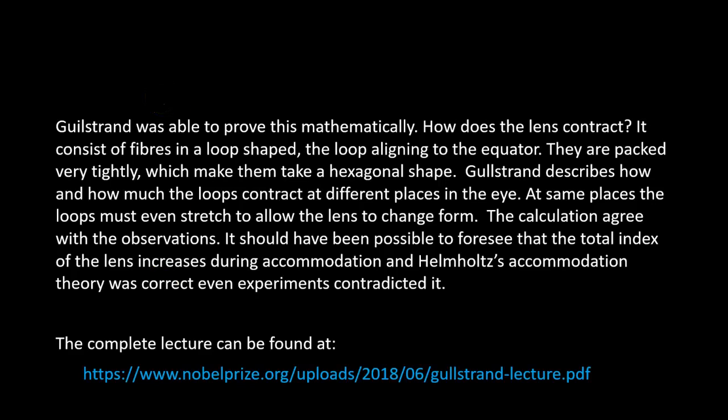How does the lens contract? It consists of fibers in a loop shape, the loops aligning to the equator. They are packed very tightly, and they take a hexagonal shape. Gullstrand describes how and how much the loops contract at different places in the lens. At the same places, the loops must even stretch to allow the lens to take form. The calculations agree with the observation.